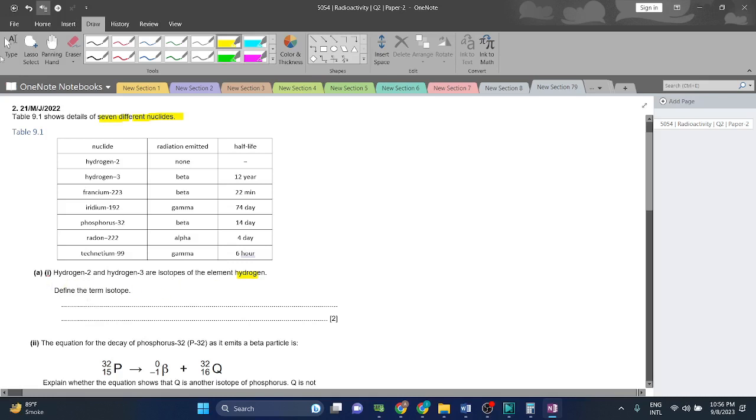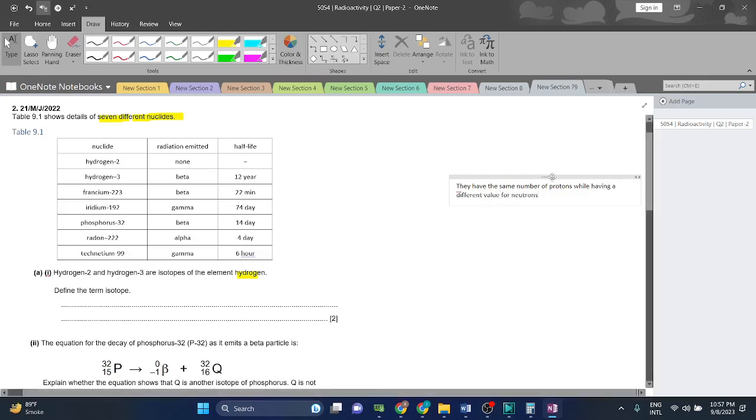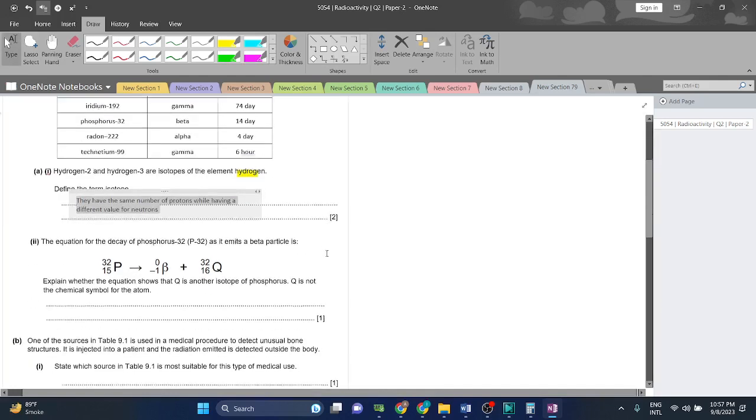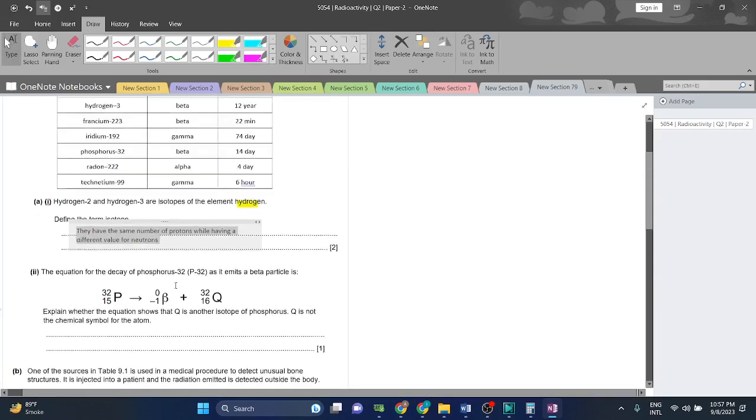To define the term isotopes, isotopes में क्या होता है? They have the same number of protons while having a different value for neutrons. Yeah. So that is the answer. They have the same number of protons while having a different value for neutrons. So as simple as that.